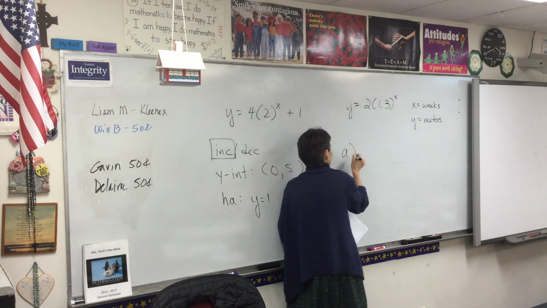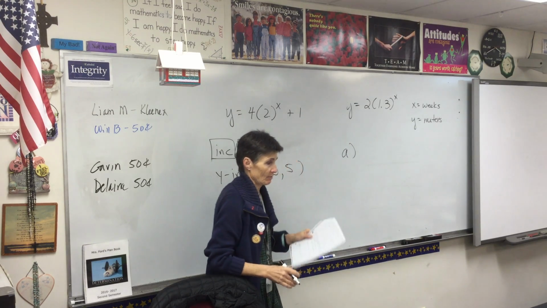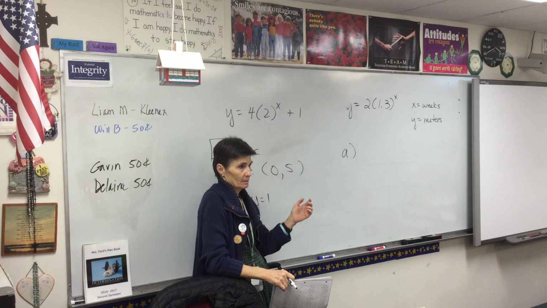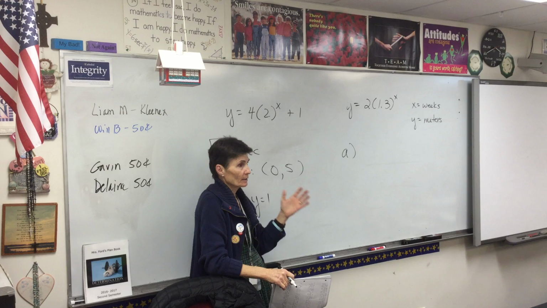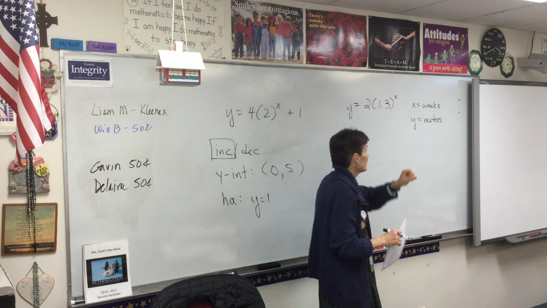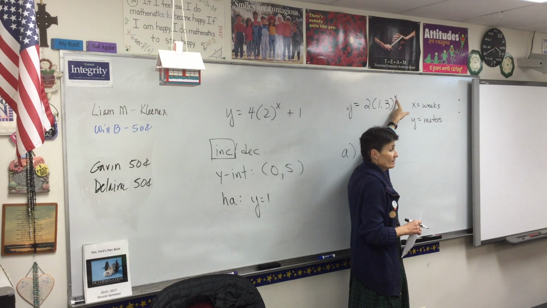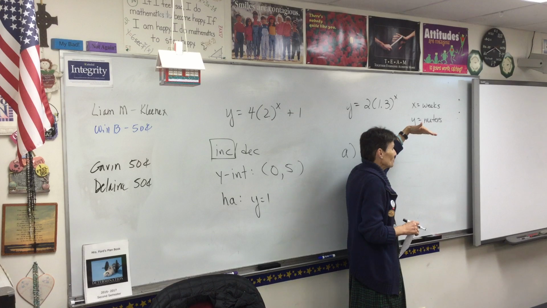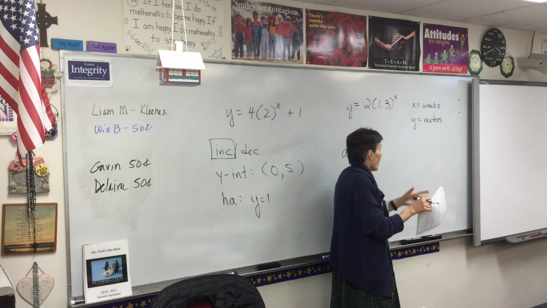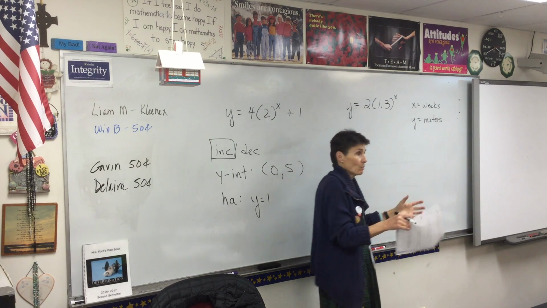What is the initial length? Now, what does that mean? Initial length. The length that it started, and when it started, the very, very beginning, x was what? 0. This is asking you what the y-intercept is. At the very beginning, x is 0. That's when time started. 0 weeks.